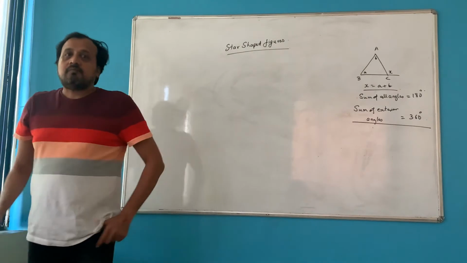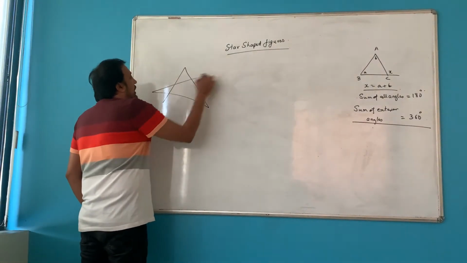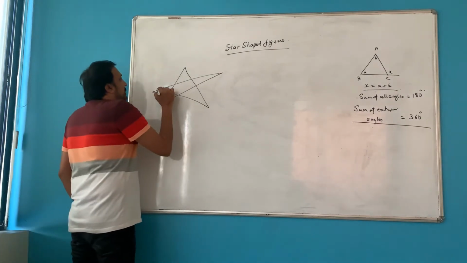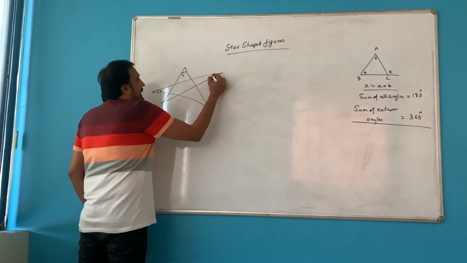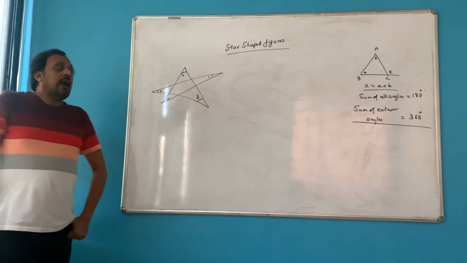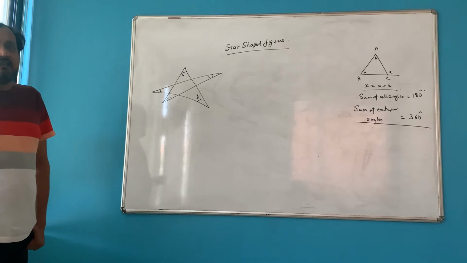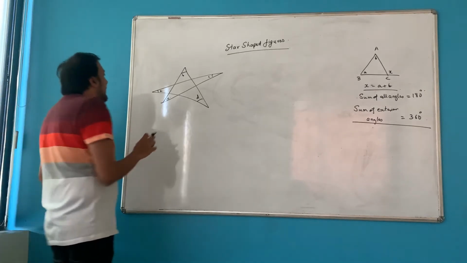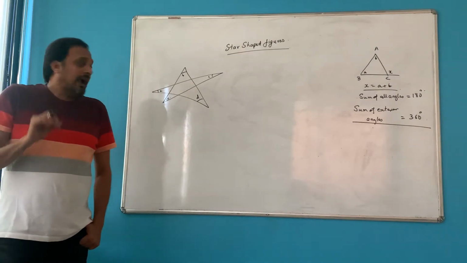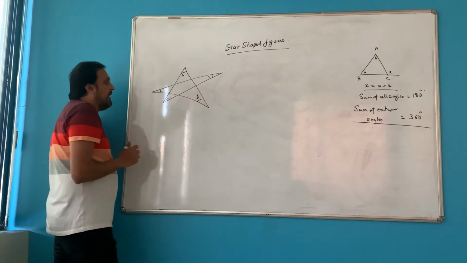Now, star-shaped figure. First, let's start off with the pentagonal star-shaped figure, which will look like this. Let's look at all the angles that we want to find out. If I want to find out the sum of these 5 angles, we'll look at a generalization in some time, but for the time being, let's look at some basic properties of triangles. We have A, B, C, D, E. I want to find out the sum of all these 5 angles.